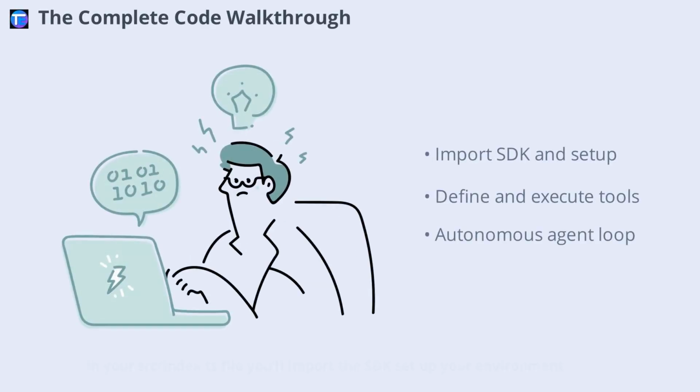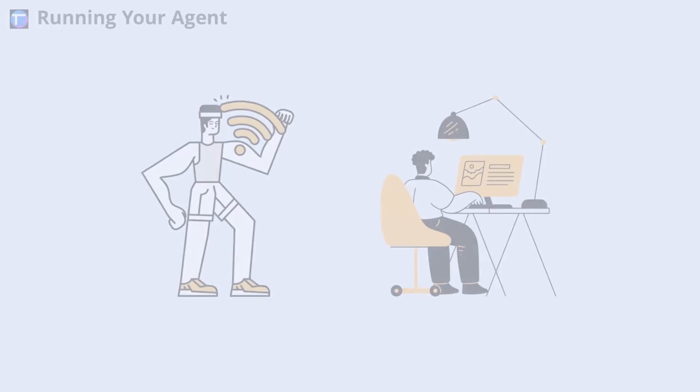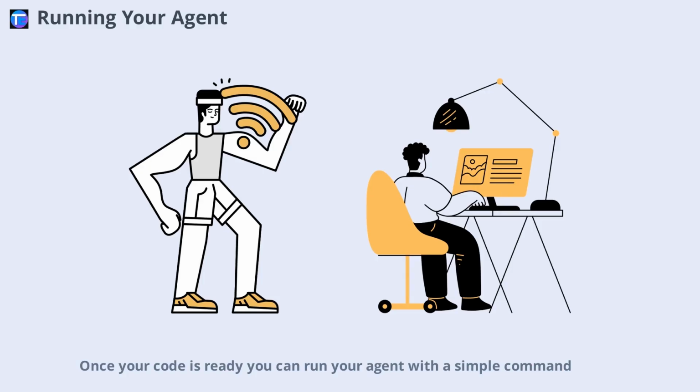In your src/index.ts file, you'll import the SDK, set up your environment, and define the file reading tool. The agent's main loop listens for user questions, decides which tool to use, executes it, and returns the answer. This loop is the heart of agent autonomy, letting the agent figure out the steps needed to answer your question. Once your code is ready, you can run your agent with a simple command.